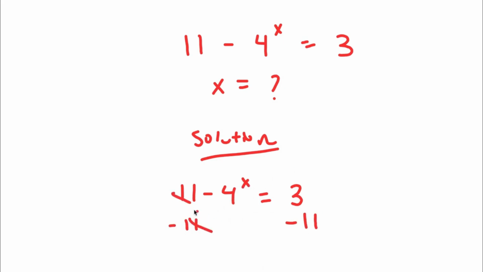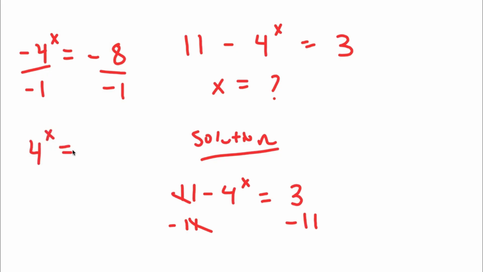So then these two, 11 and negative 11, are going to cancel out. And I'm going to be left with negative 4 to the power of x is equal to 3 minus 11, which is negative 8. Now, if I divide both sides by negative 1, negative 4 to the power of x divided by negative 1 is simply 4 to the power of x. So I have 4 to the power of x is equal to negative 8 divided by negative 1, simply 8. So now I have the problem 4 to the power of x is equal to 8.